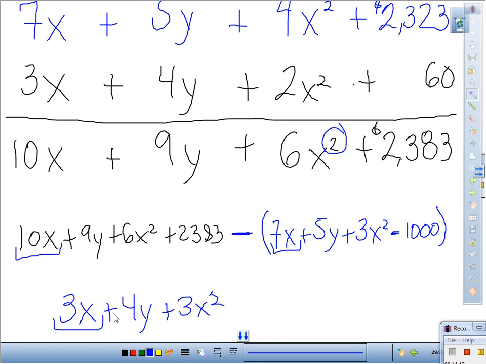How did we get 3? Don't say it out loud. This is positive 9y, this is positive 5y, but we ended up with 4y. This is positive 6x squared, this is positive 3x squared, we ended up with 3x squared. Talk it with your neighbor, let them know how we got to that point.